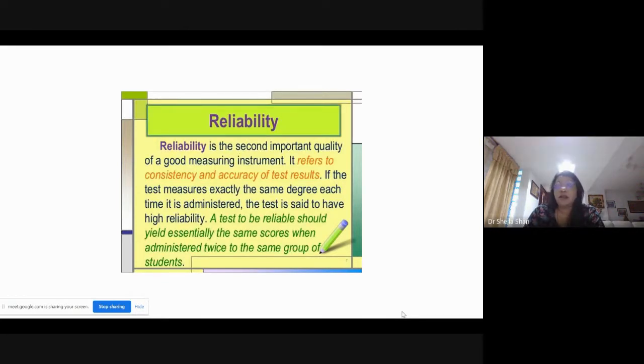Okay, now we go to reliability. Just now was validity. Validity also we have different types of validity: face validity, content validity. I will not go so deep into that. Right. Reliability. Reliability is the second important quality of a good measuring instrument. So for our measuring instrument, 2 things must be valid and must be reliable. Remember these 2. It refers to the consistency and accuracy of the test result. If the test measured exactly the same degree each time it's administered, the test is said to have high reliability. You do it how many times or so, you get the same result. So you say the instrument is reliable.